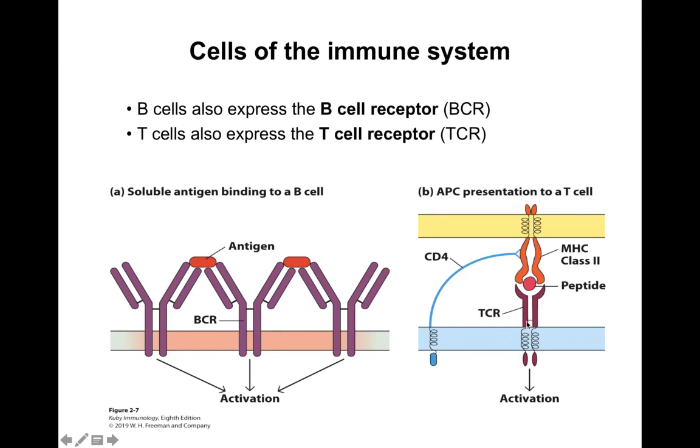T cells, however, don't recognize antigen that's floating around extracellularly like this. They need to be presented antigen in the context of MHC. This example shows how the T helper cell recognizes a peptide interacting with MHC class 2. The T cell receptor recognizes this peptide with MHC class 2, and CD4 also helps identify that this is MHC class 2 that it's recognizing.